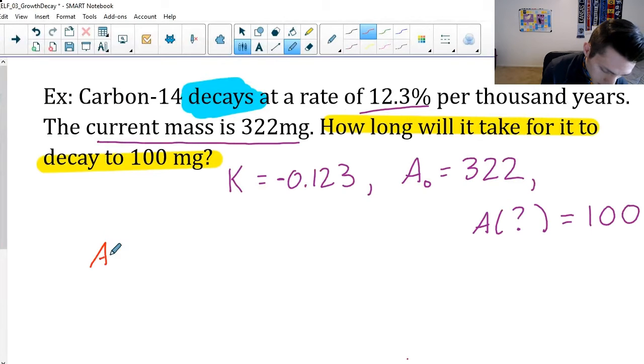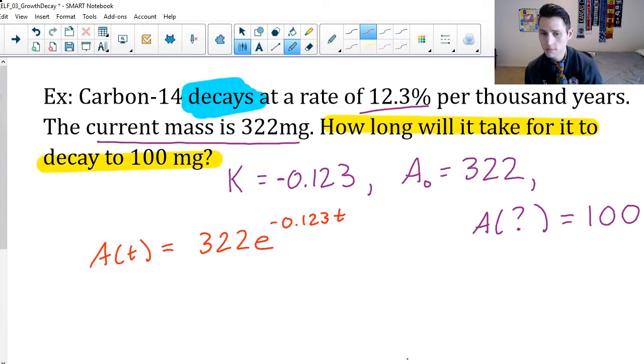So I'll first set up my general equation. 322 E to the negative 0.123 times T. The only thing I've plugged in is the A0 and the K. I'm not worried about T or anything right now.